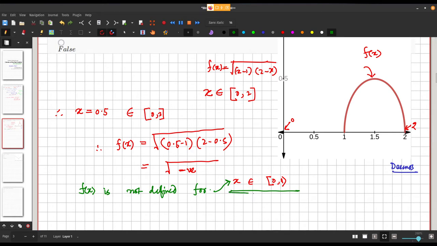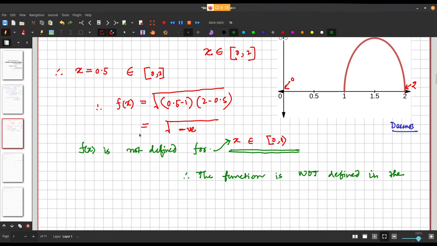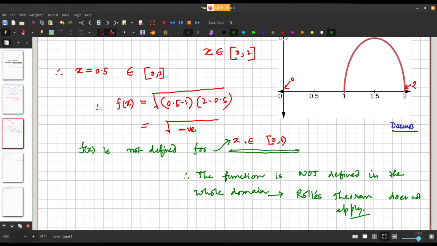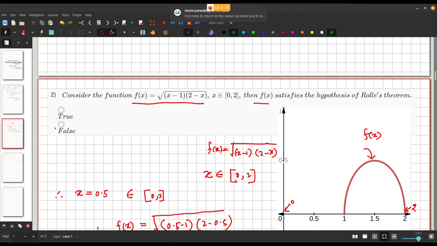So for this axis, the function is not defined. So since the function is not defined in the whole interval, Rolle's theorem does not apply. So false will be the correct option here.